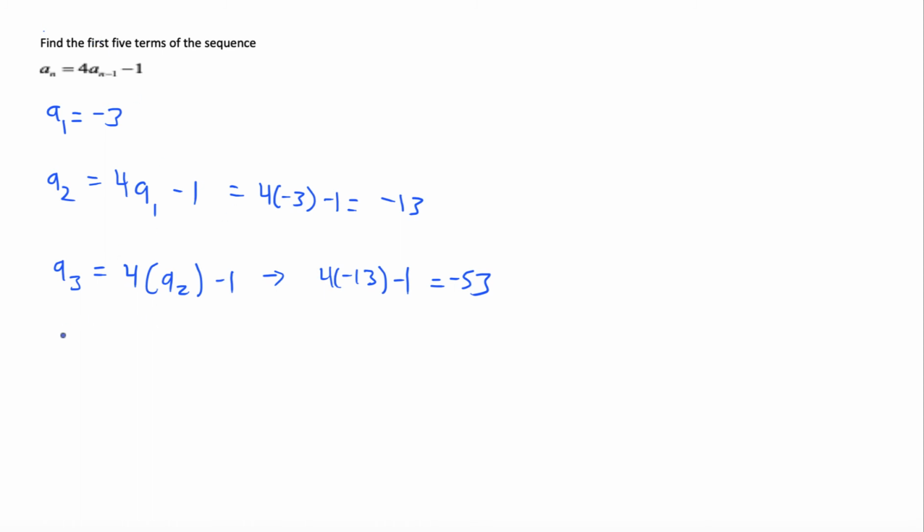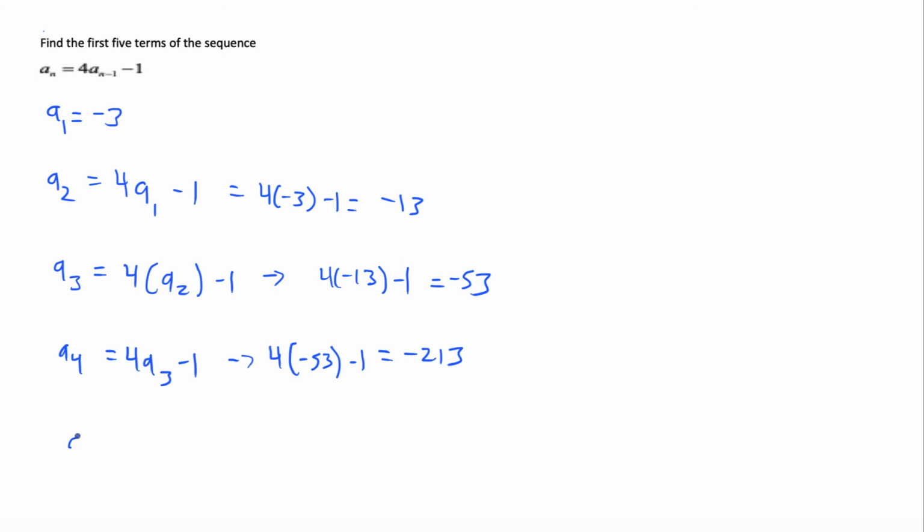All right, so now we can do a4. In this case, n is equal to 4, and then n minus 1 would equal 3. So it will be 4 times a3 minus 1. But we just found a3 as the previous term. So that will be 4 times -53 minus 1. This is going to give us -213.